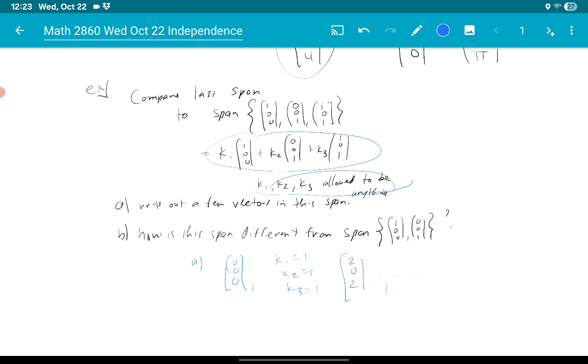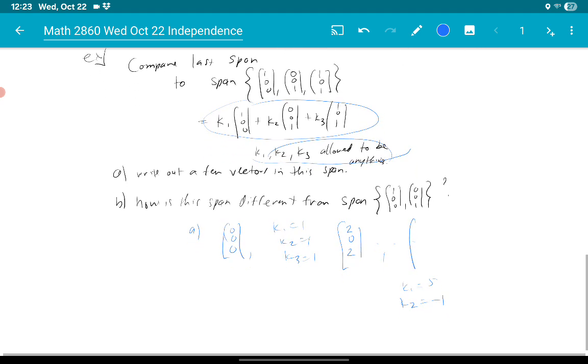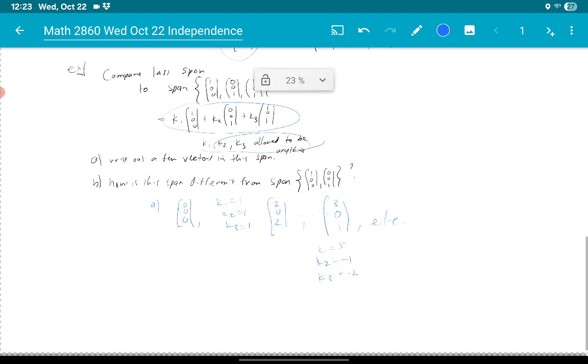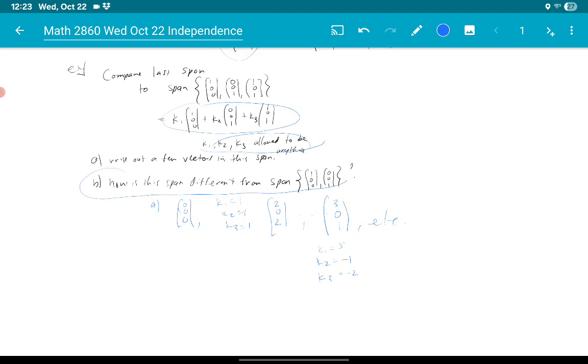I don't know, maybe I'll put another one in, something like, if I let, say, K1 be 5, K2 is -1, and K3 is -2, then what would I get? I would get (3, 0, 1), okay, etc. There's infinitely many different things you could produce. But what about question B? That's kind of the important one here.